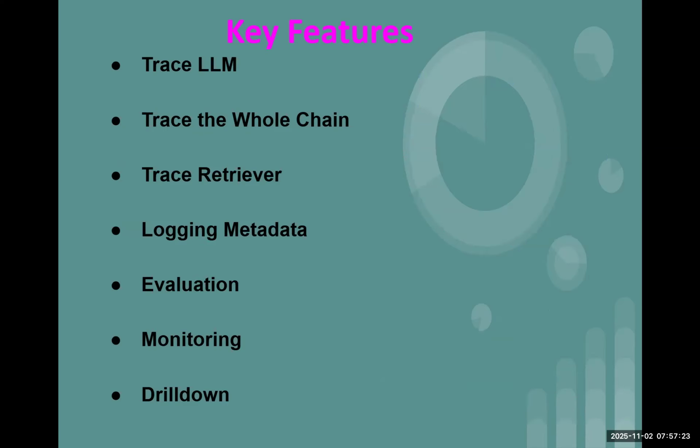So the key features are that you can trace the LLM calls, you can trace the whole chain and retriever, you can log the metadata, and you can evaluate, monitor, and drill down on all of your features. These are all the standard features of any observability platform that you want for your AI applications. As I said, there are several platforms like LangSmith, LangWatch, LangFuse, Datadog.